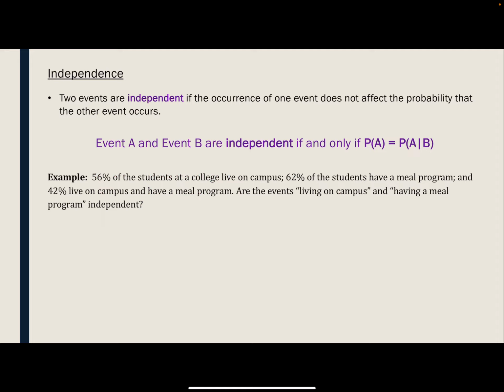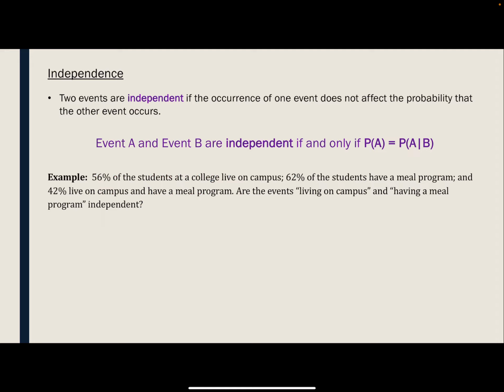So a big thing that we use conditional probabilities for is to determine independence. This is another topic that came from Chapter 3, and we discussed it a little bit when we were looking at bar graphs and comparing a marginal distribution with a conditional distribution. Now we're going to use a formula to determine independence. So remember that two events are independent if one does not affect the other. So in this case, if one event does not affect the probability that the other event occurs.